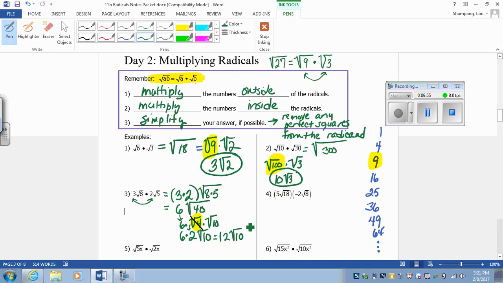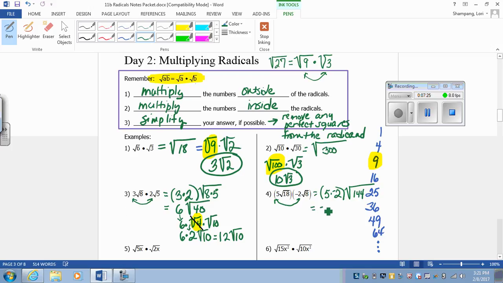Number 4, again, we have 2 numbers that are outside of the radicals, so we're always going to multiply those together. So that's going to equal 5 times negative 2. And then we have a radical, and we're going to draw a big radical and multiply 18 times 8 and put that product underneath the radical. So 18 times 8 is 144. So let's go ahead and simplify that.